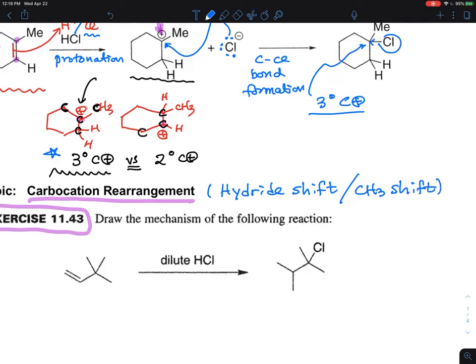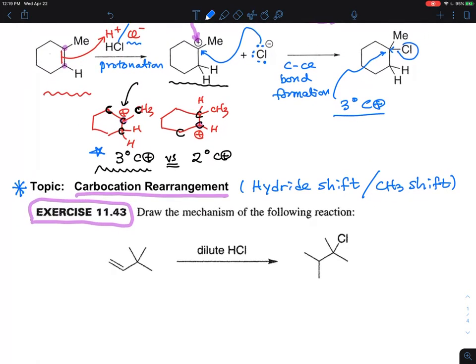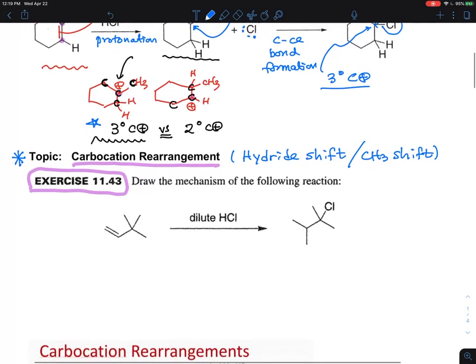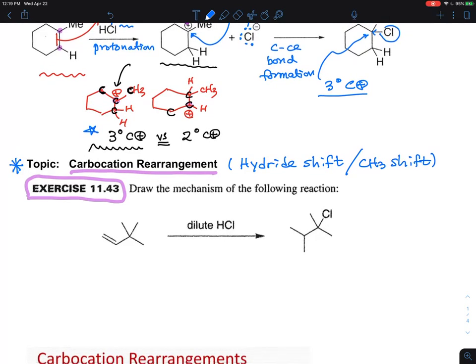Okay? They are trying to move those bonds around to enhance the stability of carbocations. So this problem, if you do not consider this, you might get it into the wrong problem, and that's the tricky part of this. So this is the same problem.